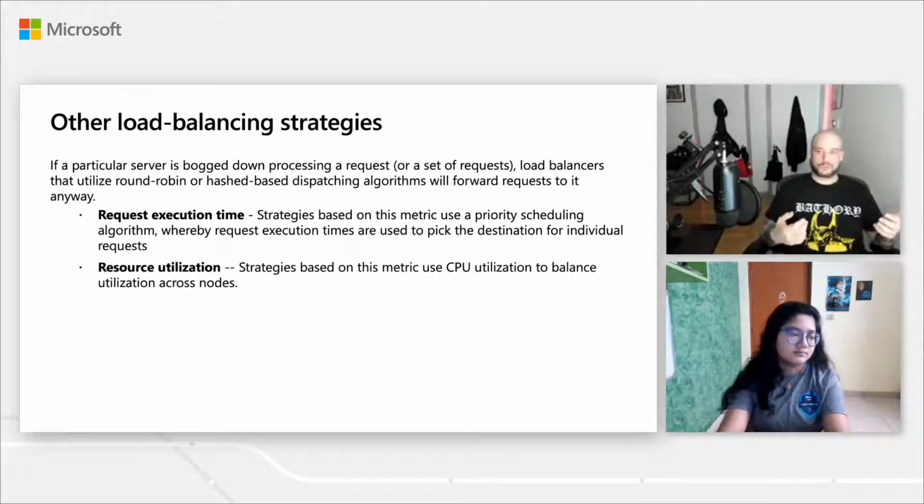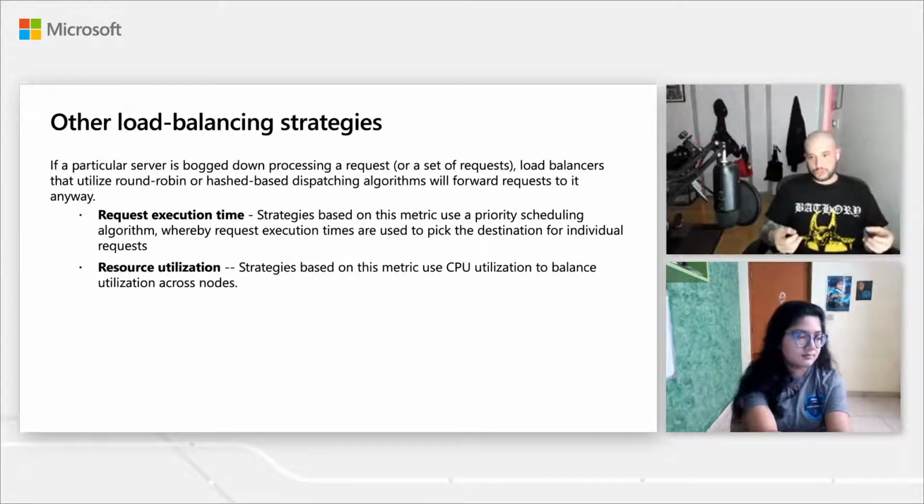Two of the most commonly used metrics for gauging capacity are request execution time, and strategies based on this metric use a priority scheduling algorithm, whereas the execution times are used to pick the destination for individual requests.